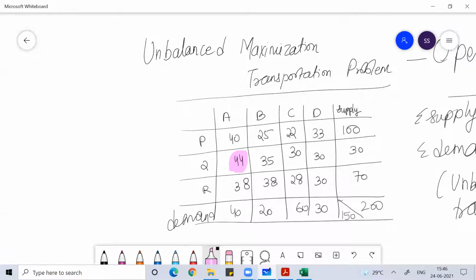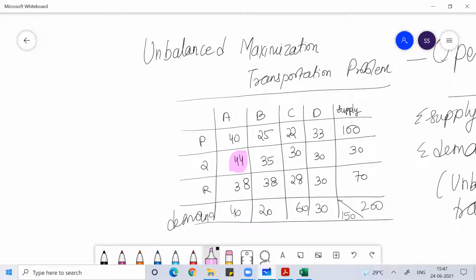The value which is maximal here is 44, right? So you need to figure out the value which is maximal here. Whatever maximal value you found, you need to subtract all the elements of this matrix from this maximal value. Thereby you can convert this maxima matrix into a minima matrix. That is the way to solve this problem.